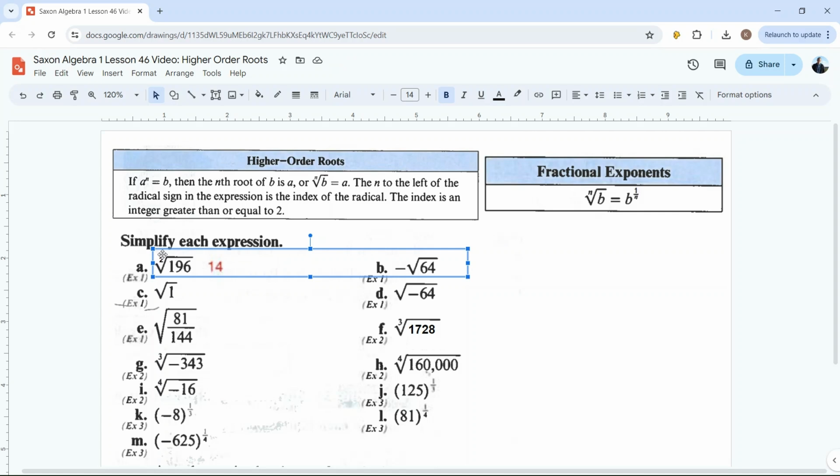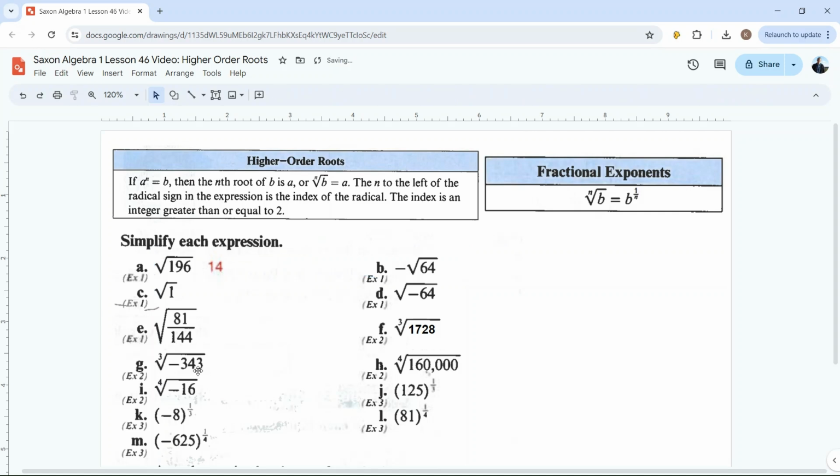What number multiplied by itself? When you see a little 3 or a little 4 or 5 or 6 or 10 or 12 up there, what you're talking about is a higher order root. So this one down here is asking, what number do you need to multiply by itself 3 times to make negative 343? What number do you need to multiply by itself 4 times to make 160,000? Okay, so that's the difference between a square root and a higher order root.